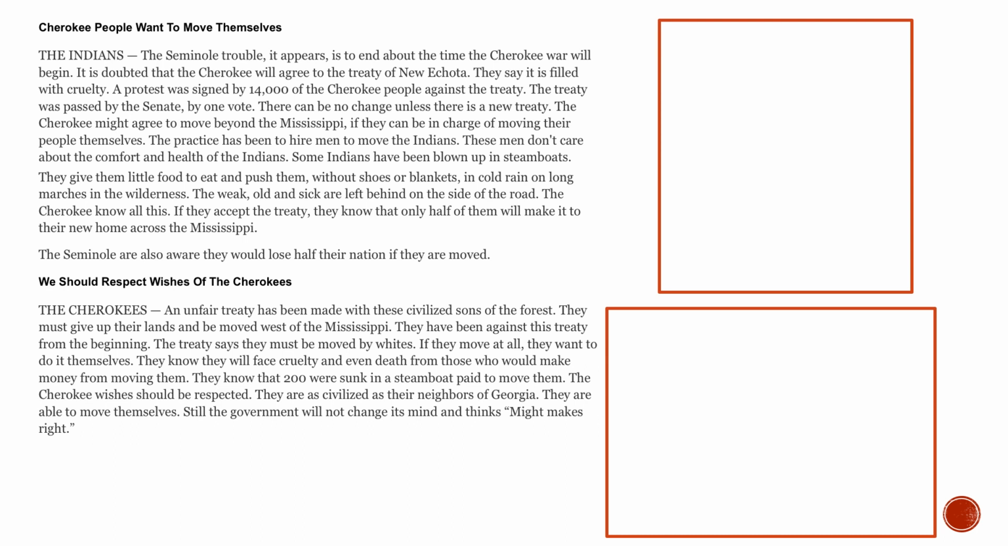So this seems like another part of the article, where that chunk that we just read was kind of about a letter from the Cherokee. This part right here seems to be from the newspaper reporter.